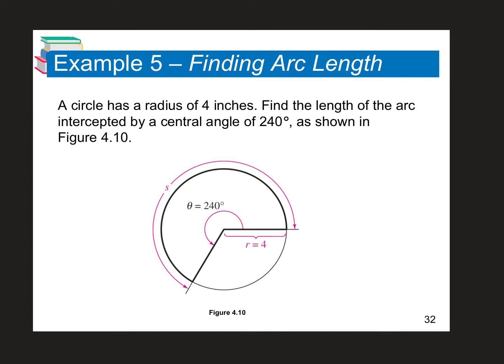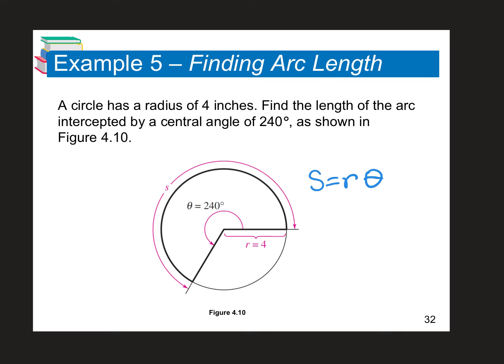Okay, so you'll have a problem like this. A circle has a radius of 4 inches. Find the arc length intercepted by the central angle of 240 degrees as shown in the figure. So remember, your formula for arc length is S equals R times theta, correct? We're looking for arc length. If they give you the arc length and the radius and you solve for theta, then you just solve like you would any other formula.